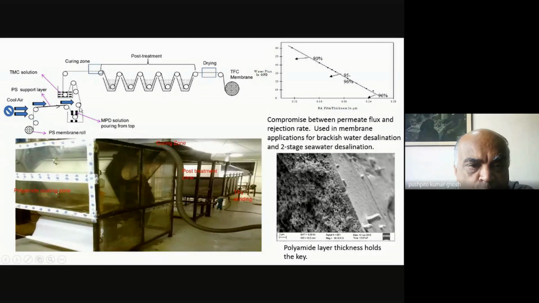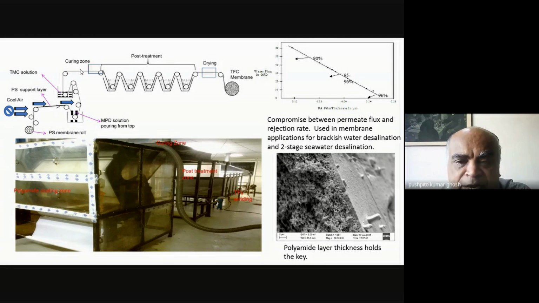So the amine is going in, and then it is going into your solution of acid chloride, the trimesoyl chloride, and then the polymerization is taking place. At that point your polymer is still not a very strong polymer, so what you have to do is cure it at a certain temperature. But even after curing, there will be some residual monomers.